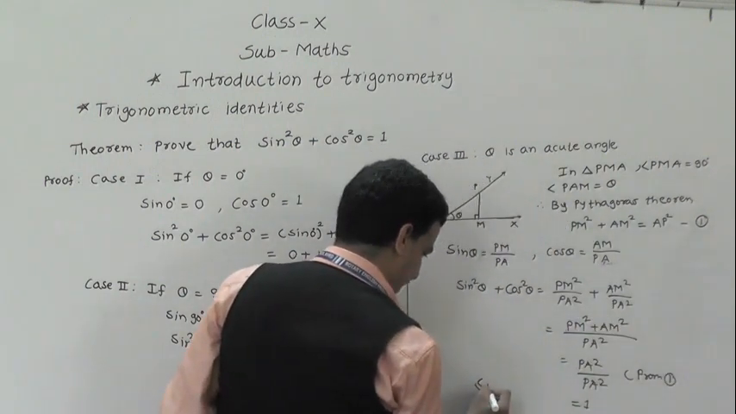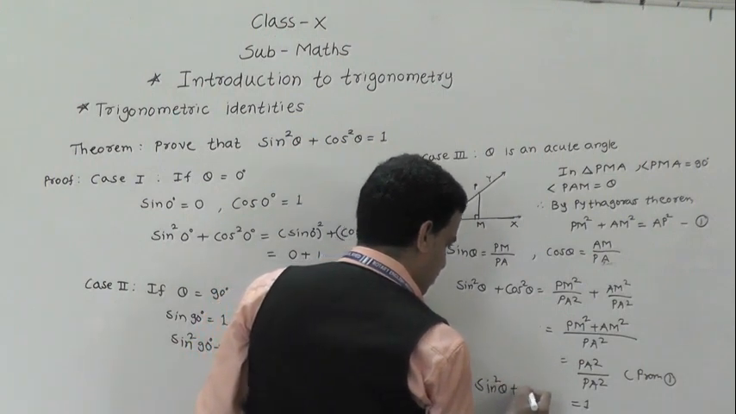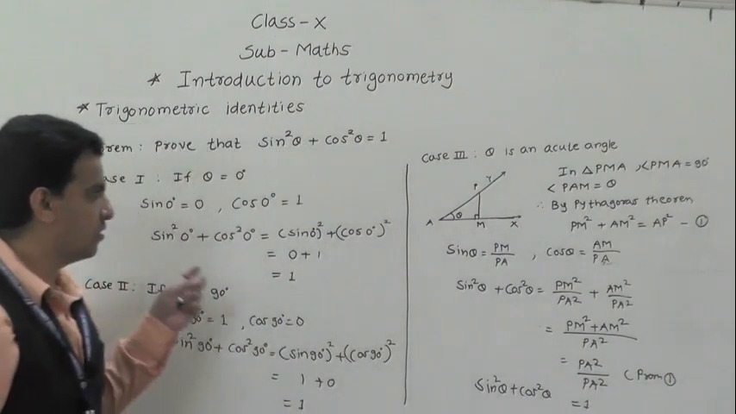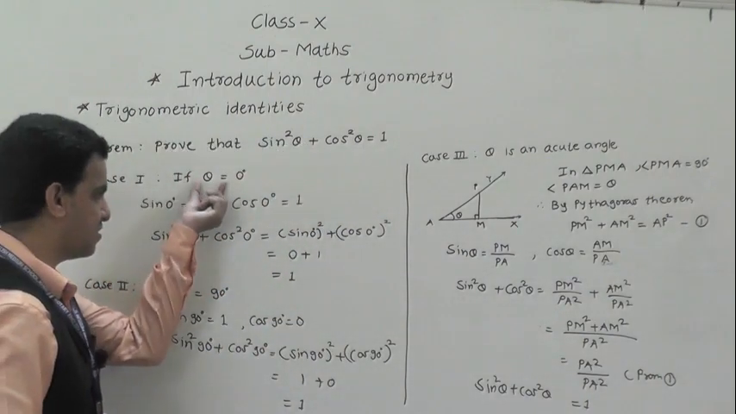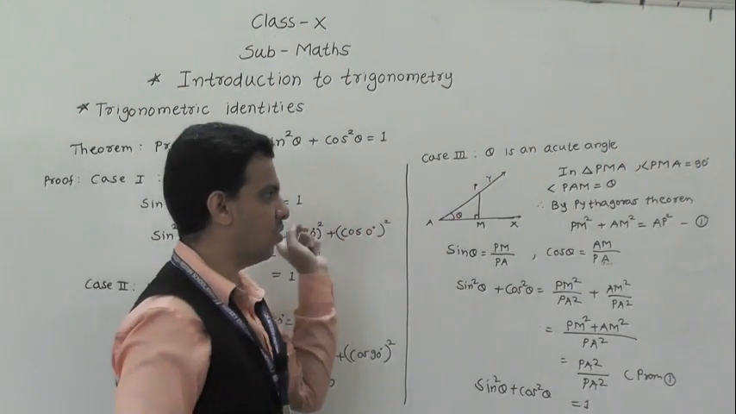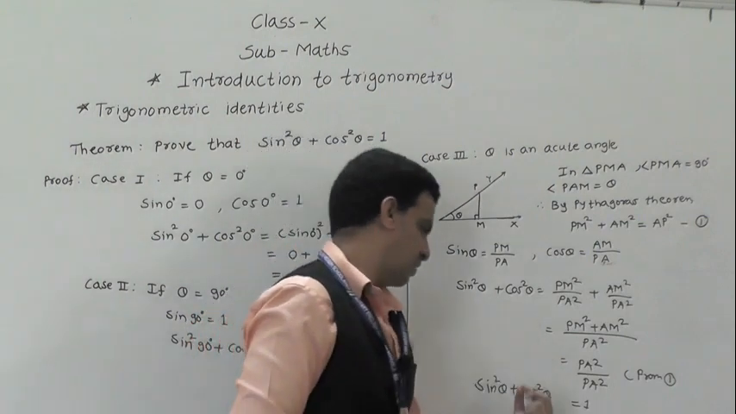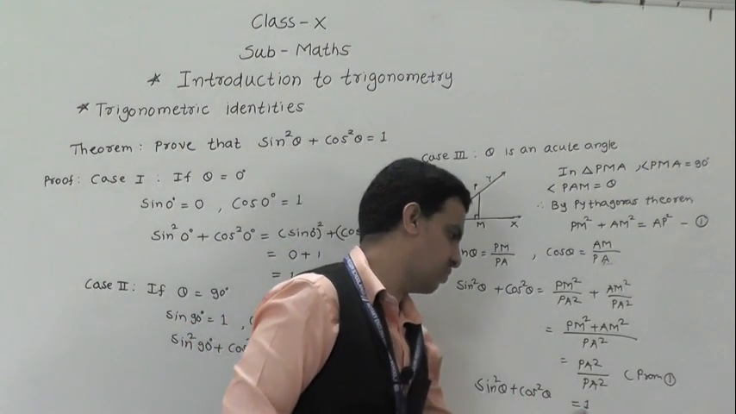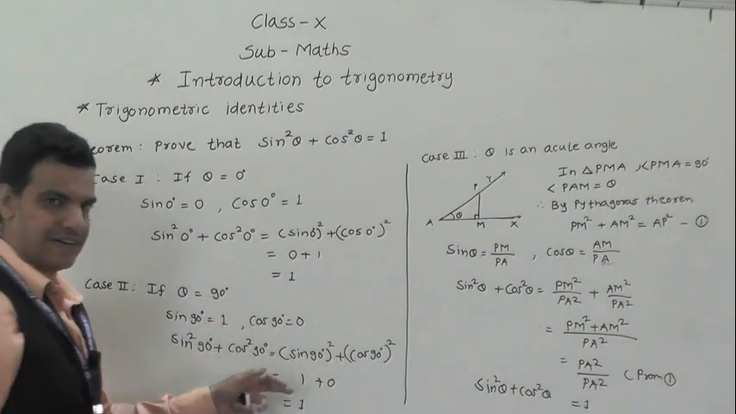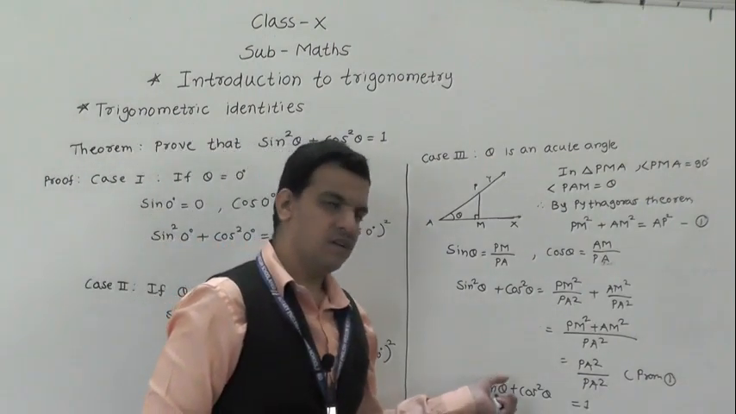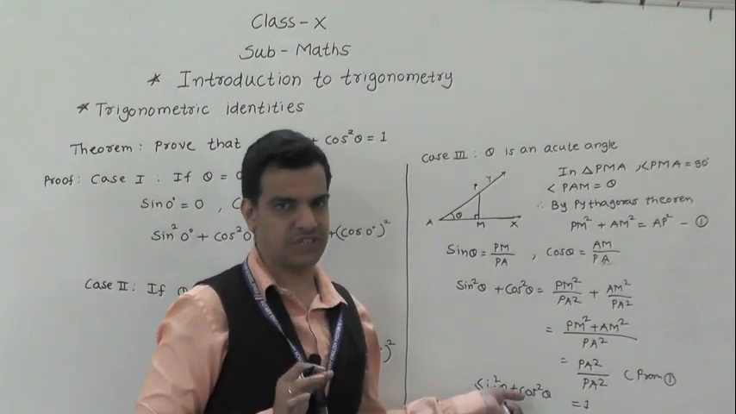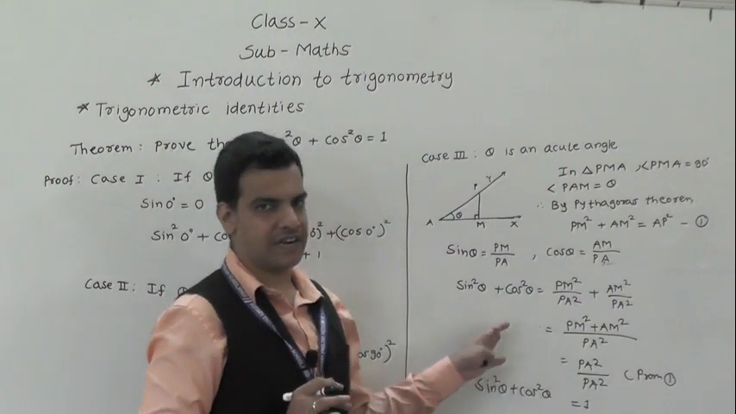So for acute angle theta, sin²θ + cos²θ = 1. In all three cases, if theta is 0 degrees, if theta is 90 degrees, and if theta is an acute angle, we got that sin²θ + cos²θ = 1. So this is the first trigonometric identity, and this identity is satisfied for all values of theta. Therefore it is called an identity.